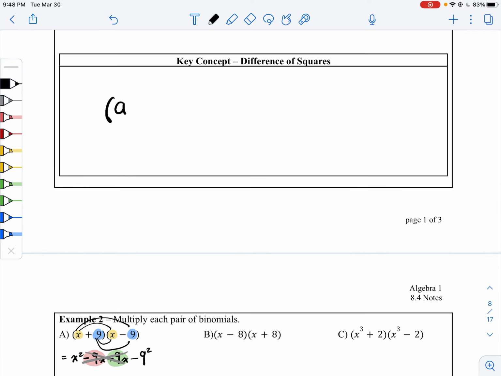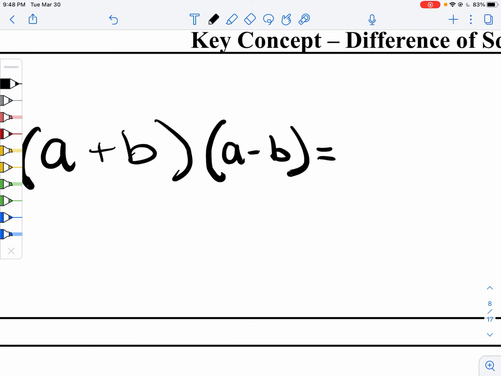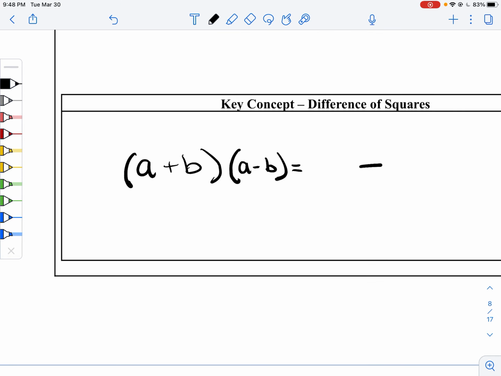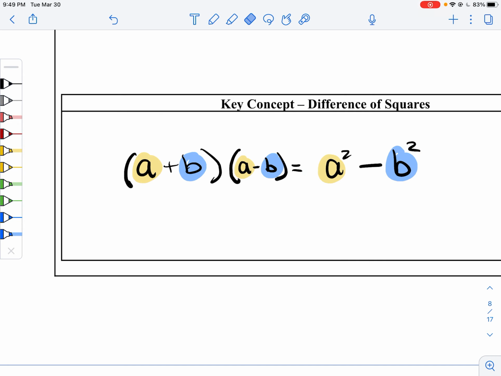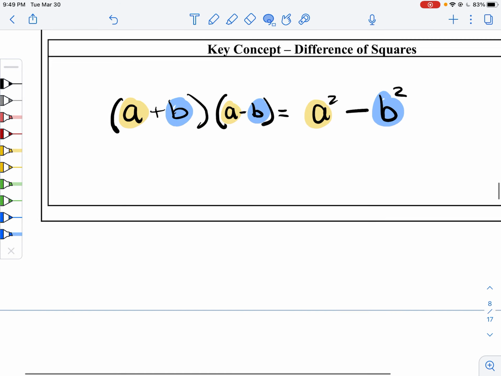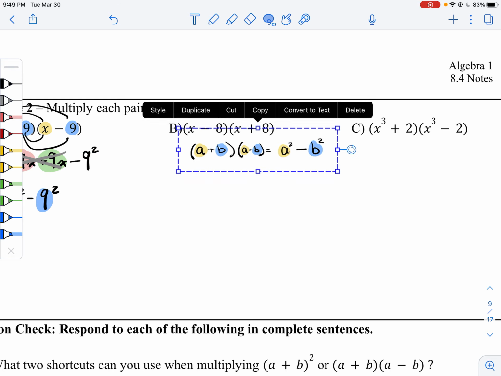If you ever have two binomials multiplied, and they're basically the same, but their signs are different, then we call that the difference, subtraction, of the squares of those two numbers. So a plus b times a minus b is a squared minus b squared. And you guys, this is one of my personal favorite ones. I love it. It's such a simple product. Isn't that so cool? So this is our second shortcut of the day. Let's go ahead and put it to good use.